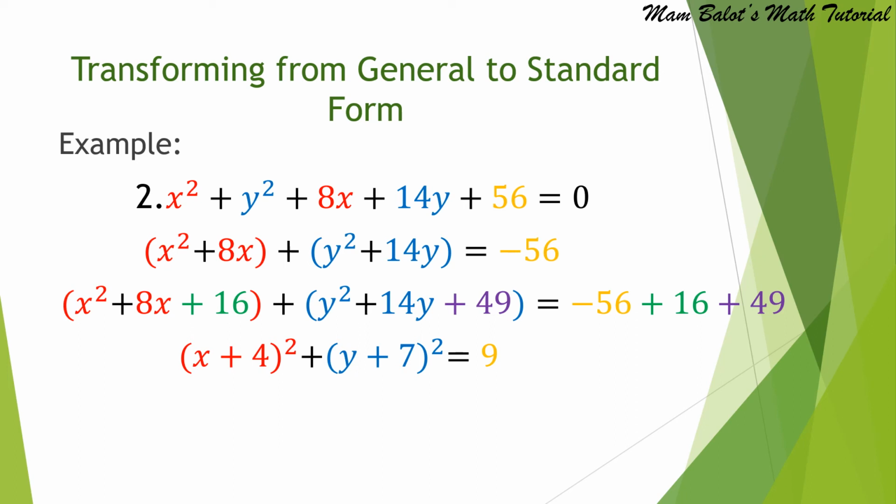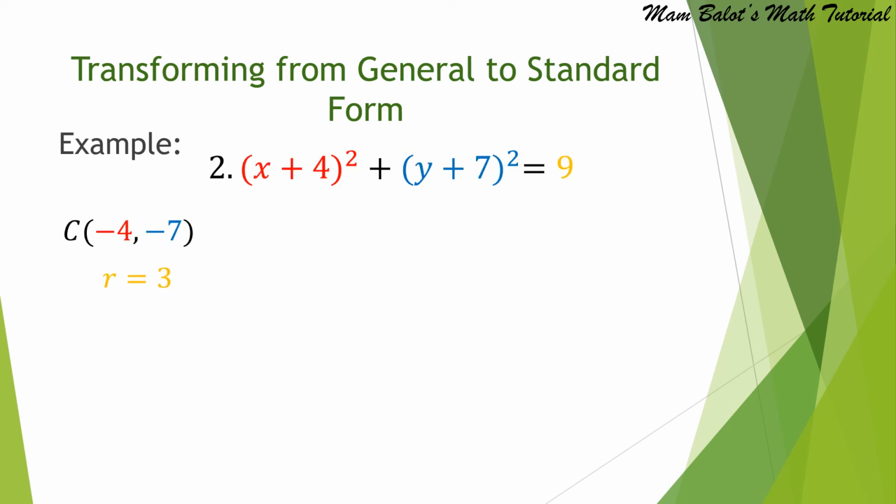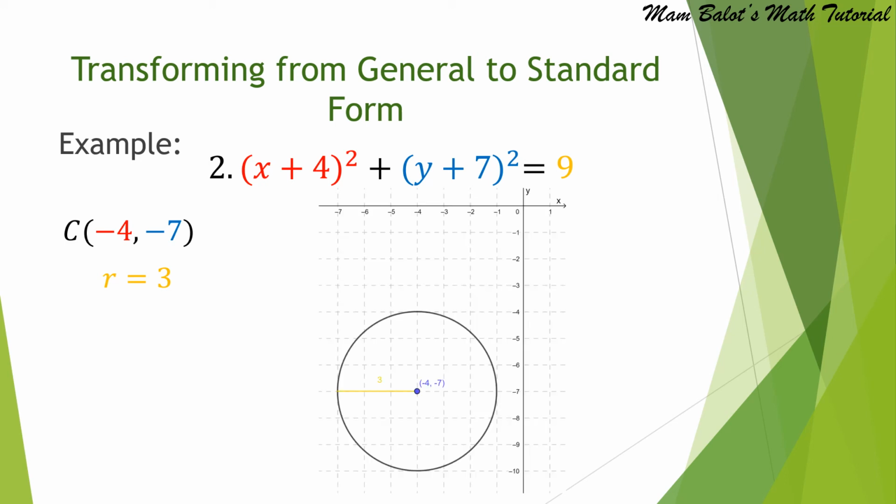is equal to 9. So we have here now the standard form of the equation, in which the center is negative 4, negative 7, and the radius is equal to 3 since we need to get the square root of 9. So to illustrate this equation with center negative 4, negative 7, and the radius of 3, we have this figure. So we have there the center point, which is negative 4, negative 7, colored in blue, and the radius of the circle is 3 units.